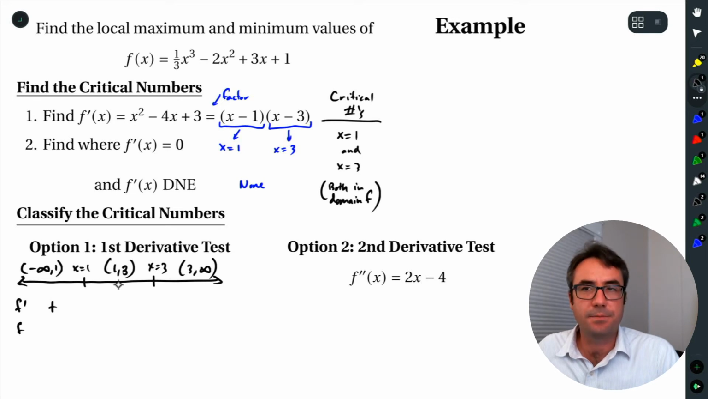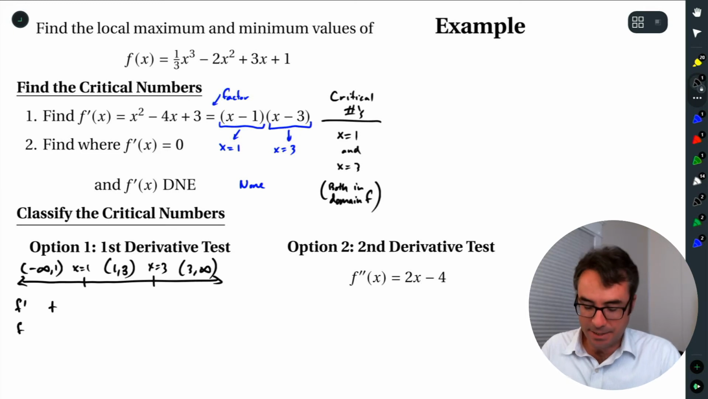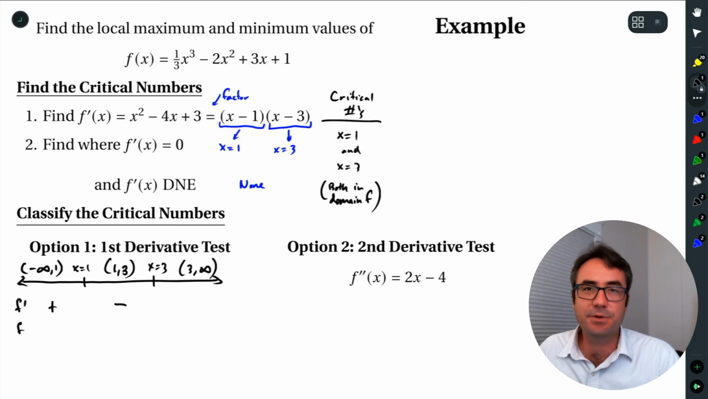What about this middle interval? We could use a test number, say x equals 2. Go up to our derivative and plug 2 in. We get 2 minus 1, which is positive, and 2 minus 3, which is negative. So positive times negative is negative. Then we go to our last interval, 3 to infinity. Pick a test number somewhere in there, 4, 5, anything works. Let's use 4. Plug 4 into the derivative: 4 minus 1 is positive, 4 minus 3 is positive, so positive times positive is positive. Normally we'd have a little more detail on our sign chart. We'd actually list out the factors and go through all that.